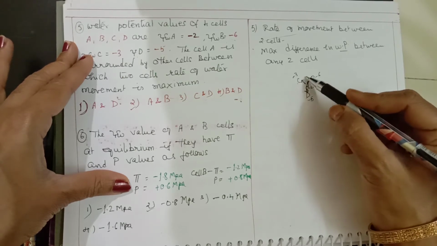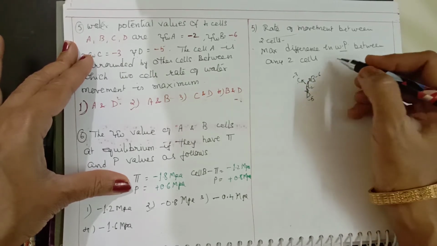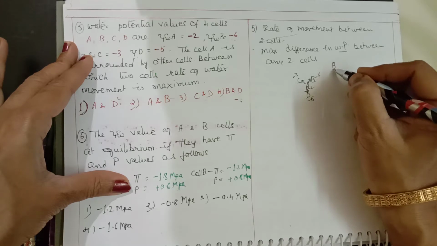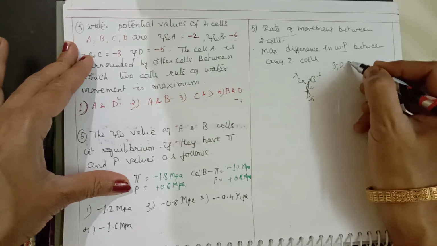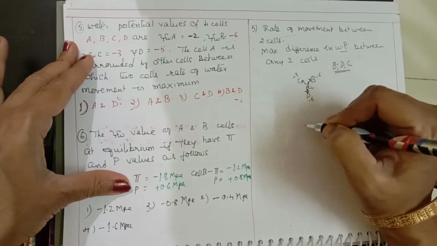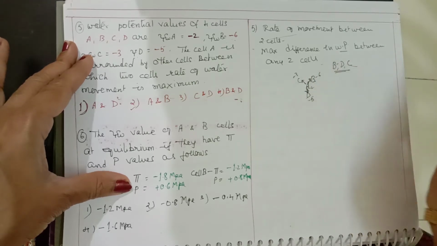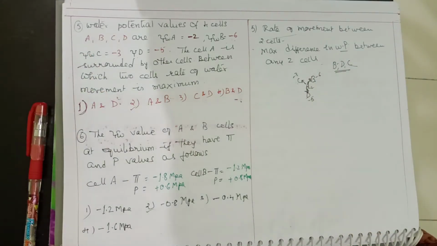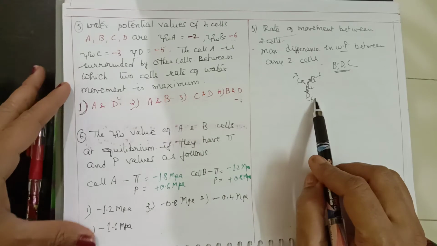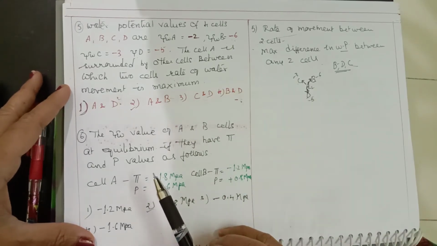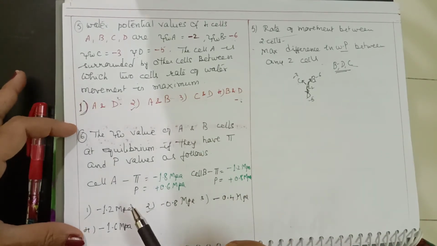Suppose we have to give a sequence for how the water can enter. First it enters into B, followed by D, and then finally C. This is how water will enter from A to all the other cells. This is another model, another type of question you can get in the same way. Okay, now coming to the next question.